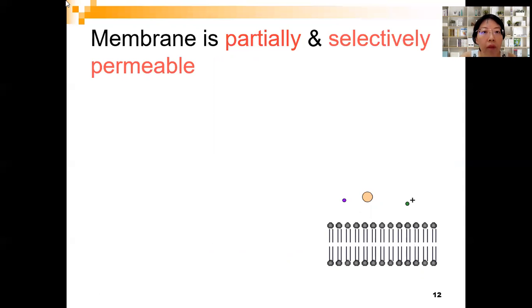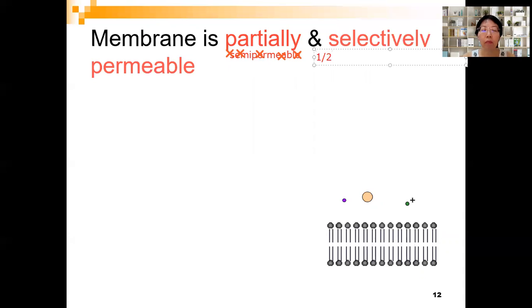It is not acceptable if you say membrane is semi-permeable. This is considered wrong. Never, ever, ever, ever use this term semi-permeable, because the word semi means half. Afterwards, I'll show you why half is wrong.